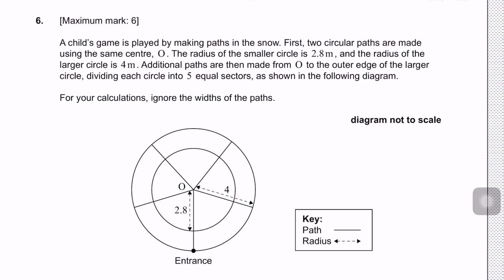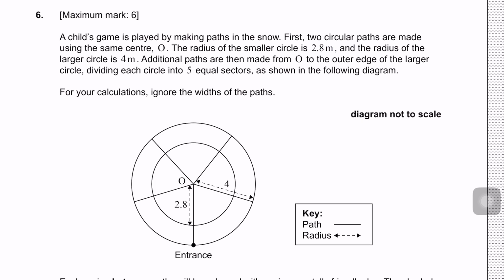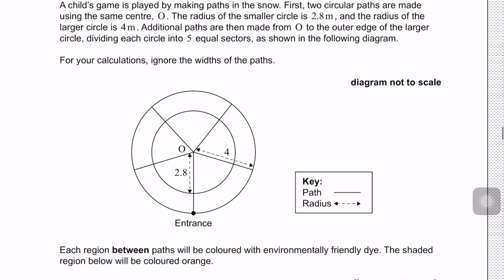Let's work through this question here. A child's game is played by making paths in the snow. First, 2 circular paths are made using the center O. The radius of the small circle is 2.8 meters, and the radius of the larger circle is 4 meters. Additional paths are then made from O to the outer edge of the larger circle, dividing the path into 5 equal sectors as shown in the following diagram. So we've got the circle, we have the smaller radius, a larger radius, and then we have 5 equal sectors right here. For your calculations, ignore the widths of the paths.